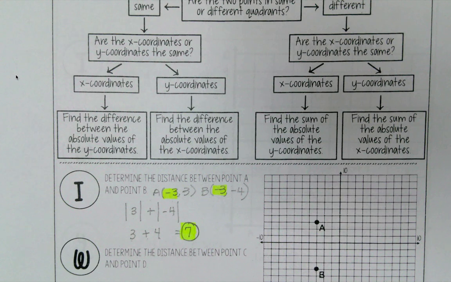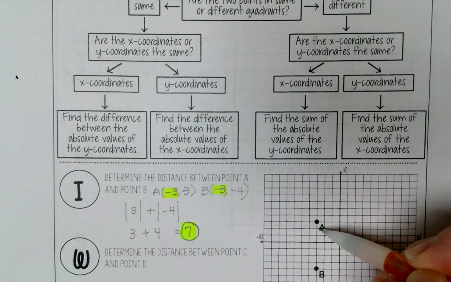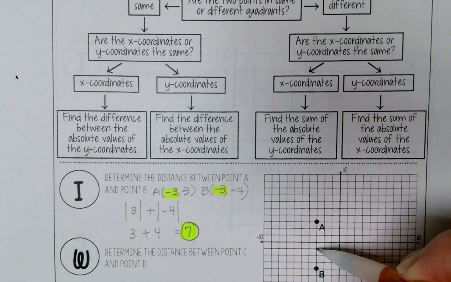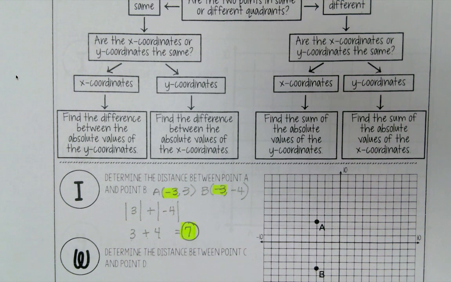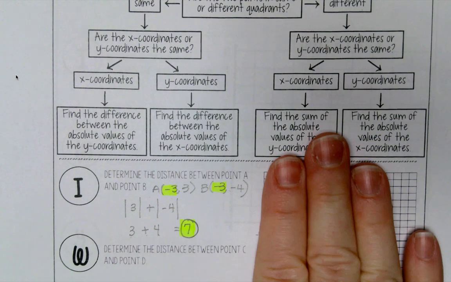It's just 7. Now another way to check your work is to count 1, 2, 3, 4, 5, 6, 7. But Miss Collins, it's already on a coordinate plane. Why can't I just count? Well, because you are going to see problems where they're not going to put your points on a coordinate plane for you. They might just give you 2 ordered pairs like this and tell you to find the distance, and you won't have a coordinate plane to reference.